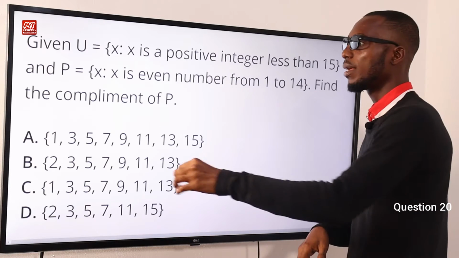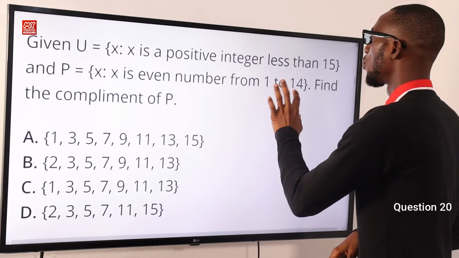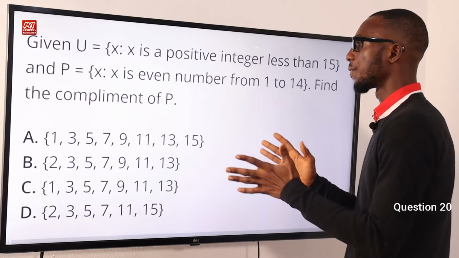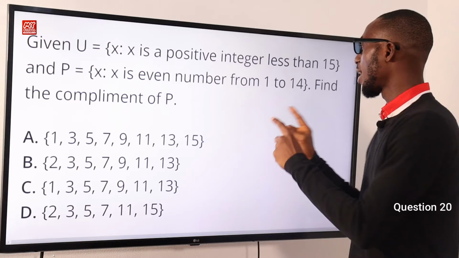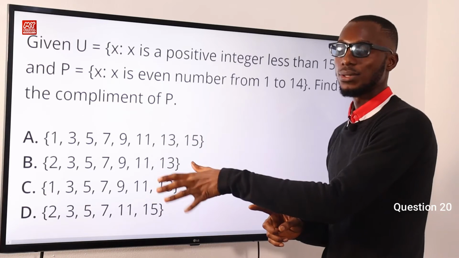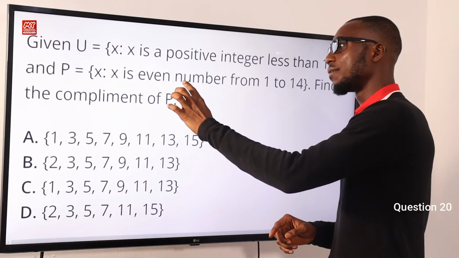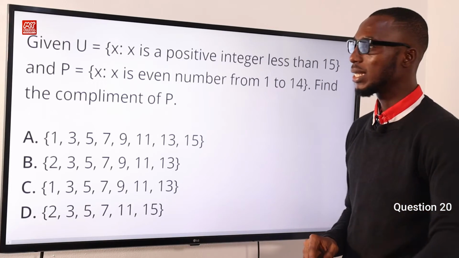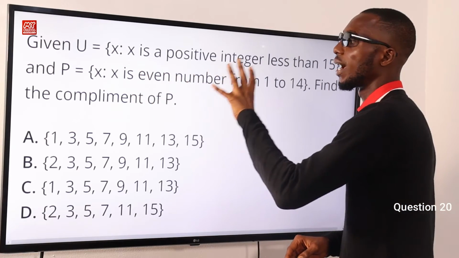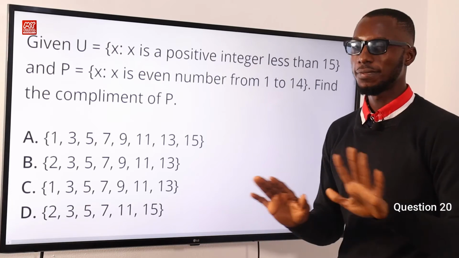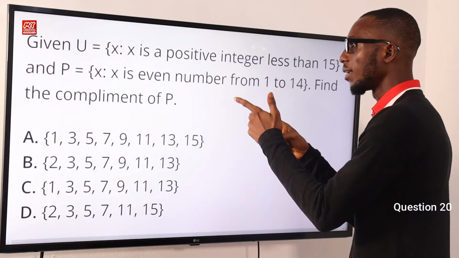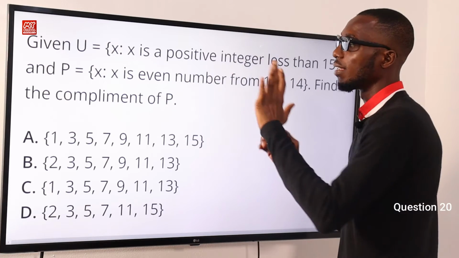So we are told that P is even number from 1 to 14. So anything that is an even number between 1 to 14, that is P. So we are now asked to find P complement. So that is whatever is not an even number. So that means P complement, they are odd numbers between 1 to 14. And P itself, they are even numbers from 1 to 14. Very easy, right? P complement, odd numbers. P, that is even numbers.